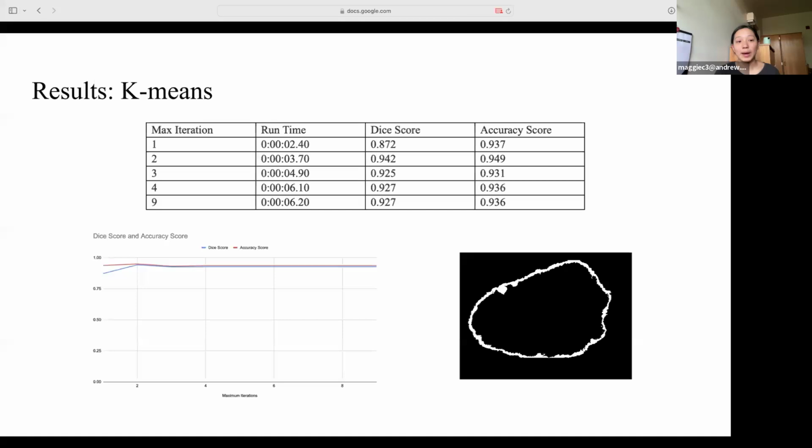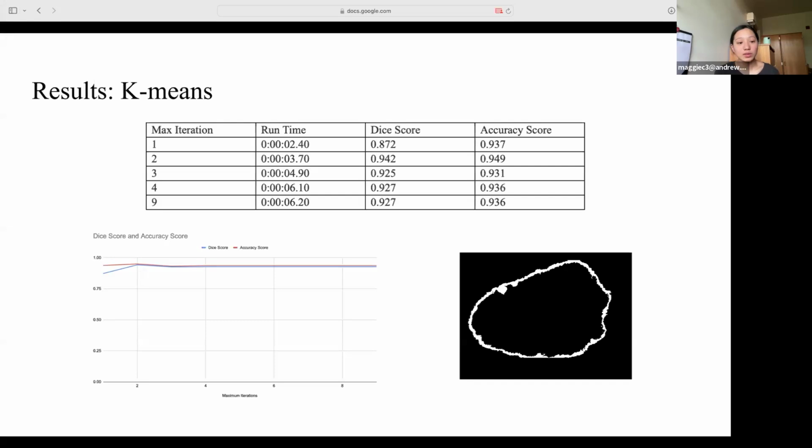So a little bit about our results. Here in the table above, you can see how when we increase the maximum iteration, the runtime increased slightly, while the dice score also increased, and we can see the accuracy score remained approximately the same.